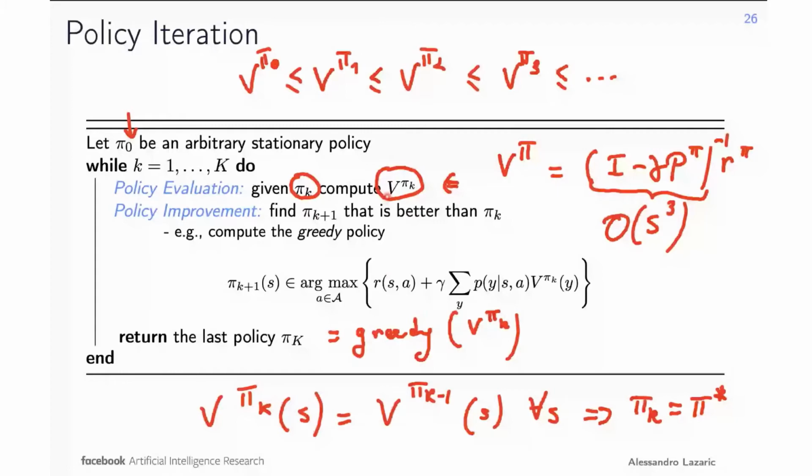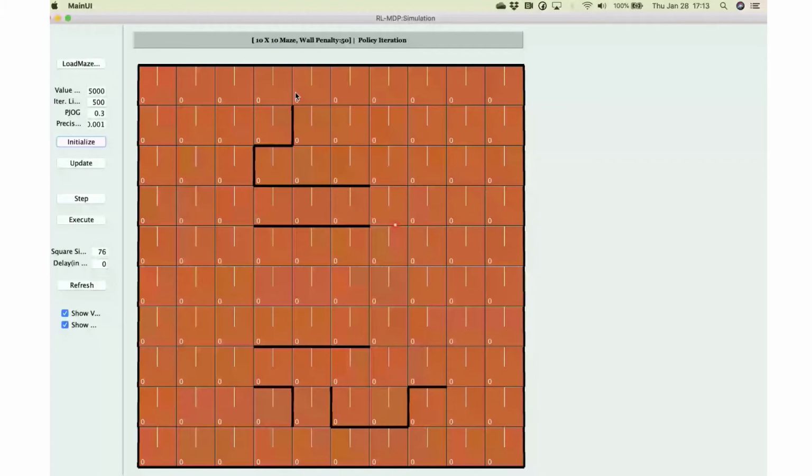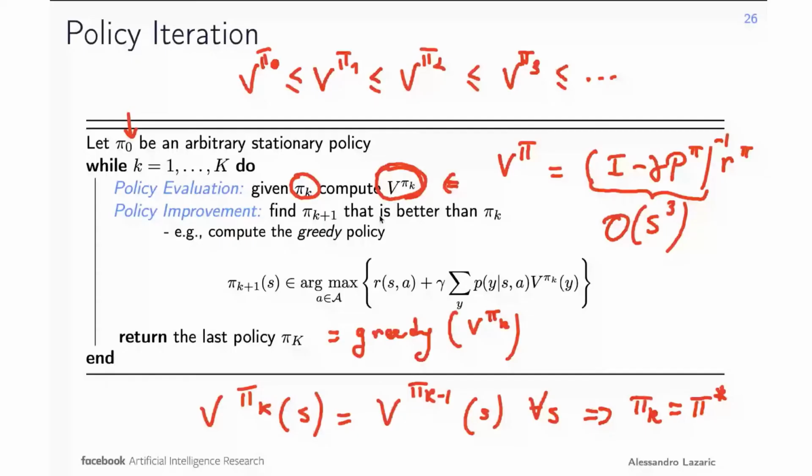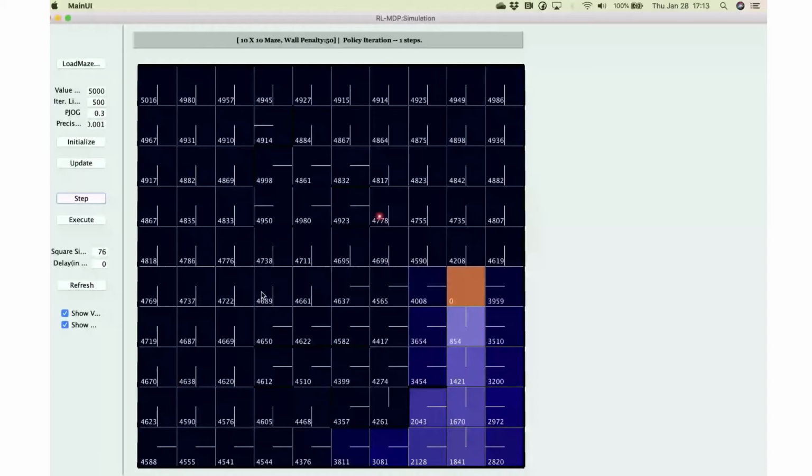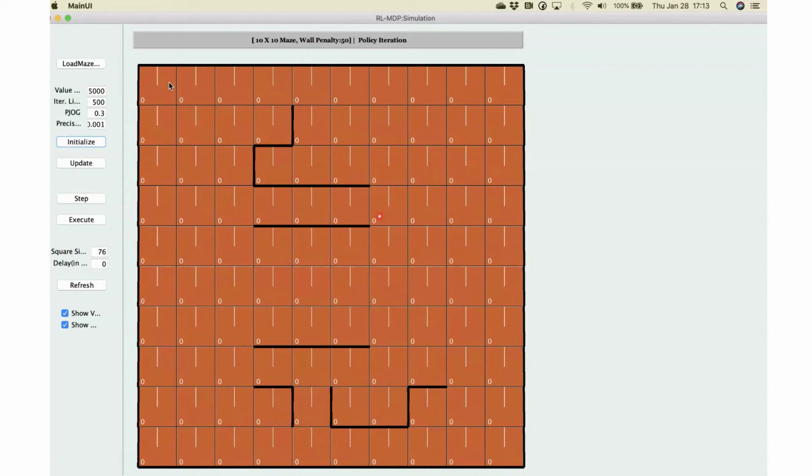Here I haven't run it yet, so the value at the beginning is zero because I haven't done any computation. Let's do one step. And wow, now it's super dark. And why is that the case, right? Why do we get all these huge numbers and these very dark values? Well, let's just move back. What we are evaluating is a policy which in all states just keeps going up.